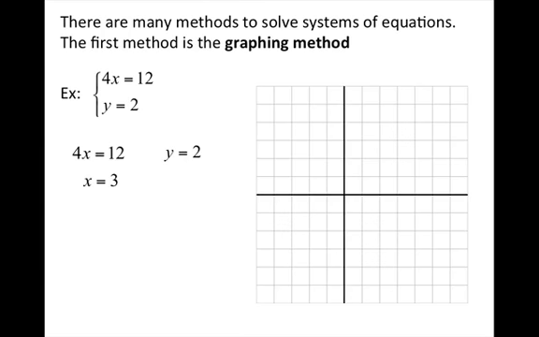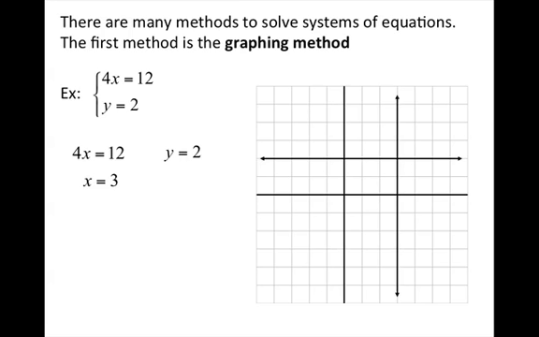I'm going to draw my x and y axis. With the x equals 3, since it's x equals, it's a vertical line, and it's passing through 3 on my x-axis. With y equals 2, since I have y equals, it's a horizontal line, and it's passing through 2 on my y-axis.